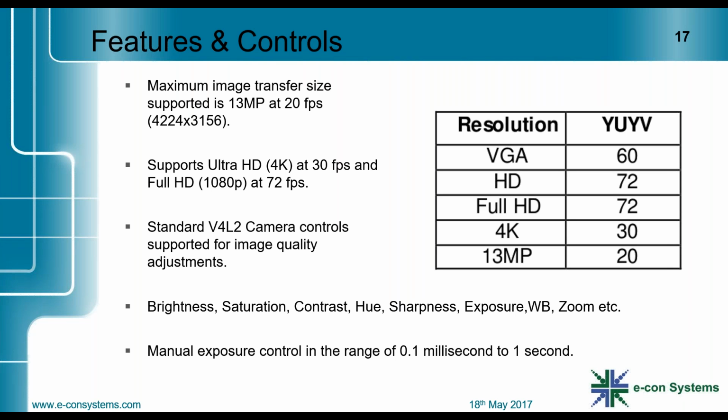So now we'll look into some of the features and controls that are supported in this camera. This camera supports a maximum image size of 4224 pixels wide and 3156 pixels in height. This camera also supports streaming Ultra HD video at 30 fps in YUV422 format. Of course, other resolutions such as Full HD and VGA are also supported. Any user application can access the camera frames using standard V4L2 APIs. We have designed the driver in such a way that any V4L2 application can access this camera. We have also added support for standard controls such as brightness, contrast, hue, saturation, sharpness, etc. All these supported features will be present in the datasheet. These are just a few of the sample features.